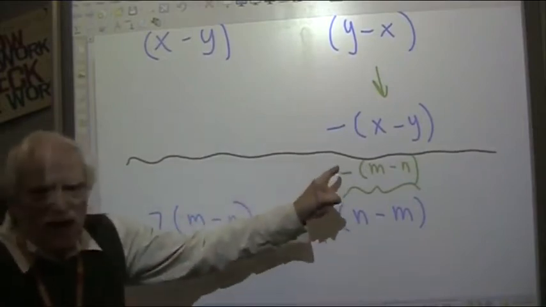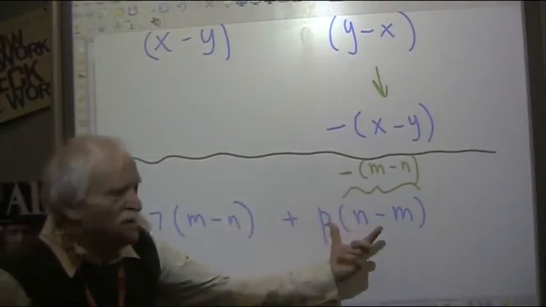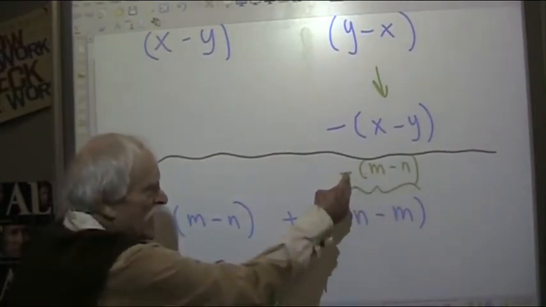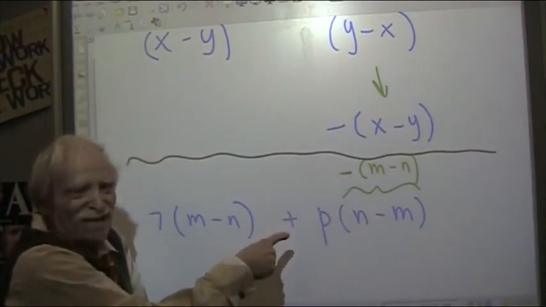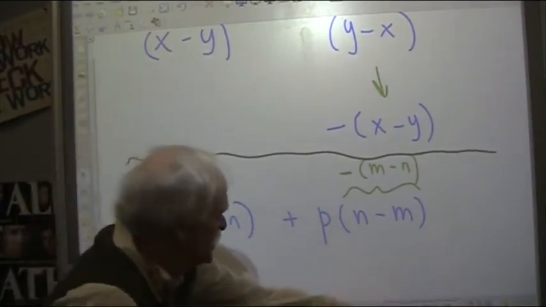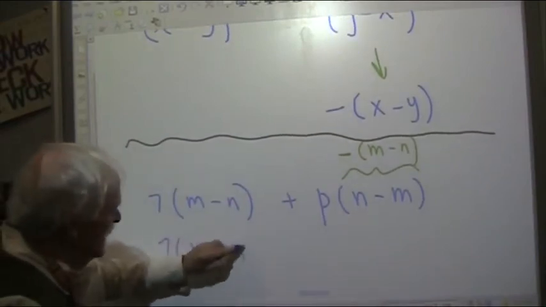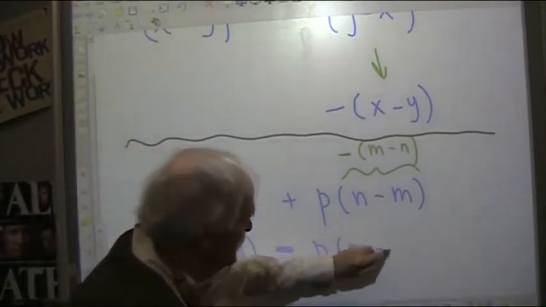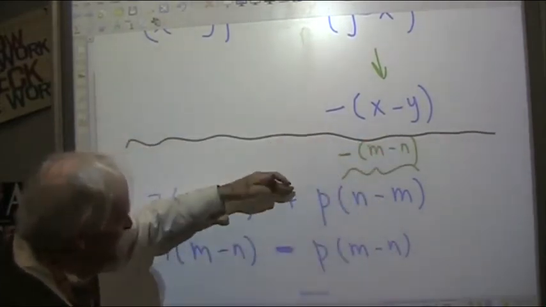All right, so guys, now eyes up here. Okay, so to replace the n minus m, I have to replace it by minus of the m minus n, meaning that that minus sign has to be combined with that sign. So a minus and a plus gives me a minus. All right, so I can rewrite this now as 7m minus n minus p times m minus n. So the m minus n comes down, and the minus changes that plus to a minus.